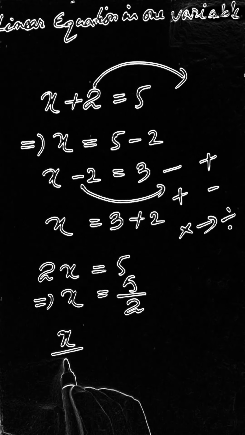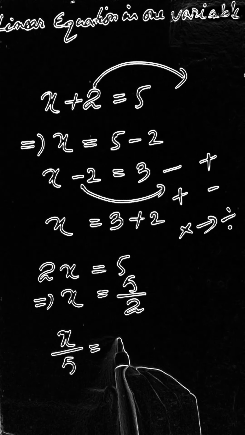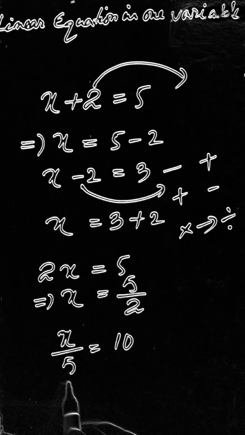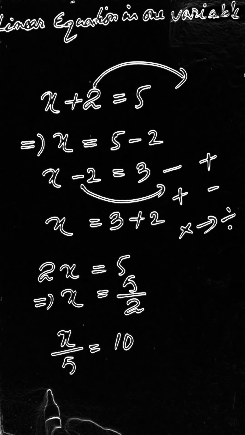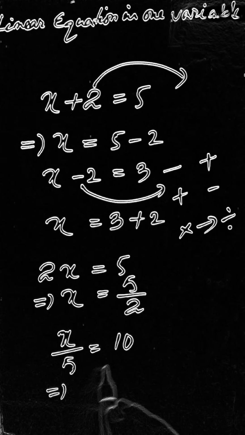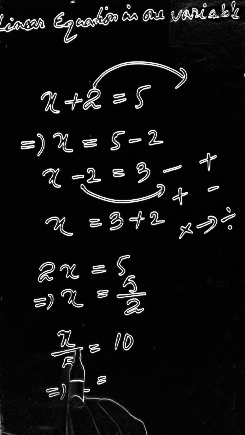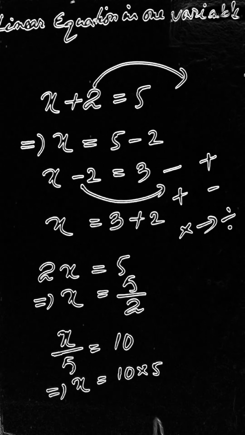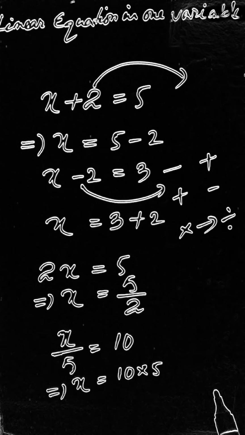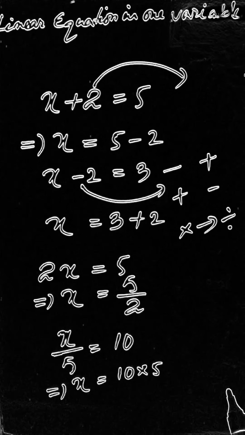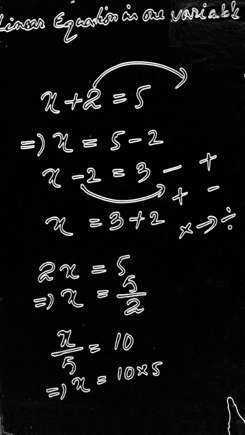One more point. x divided by 5 equal to 10. Now 5 is dividing x. So when this 5 goes to the other side, this division will be changed into multiplication. So please do not forget: negative to positive, positive to negative, multiplication to division, and division to multiplication. These are the basic rules that you should keep in mind, and we are going to use them very frequently in solving the equations.